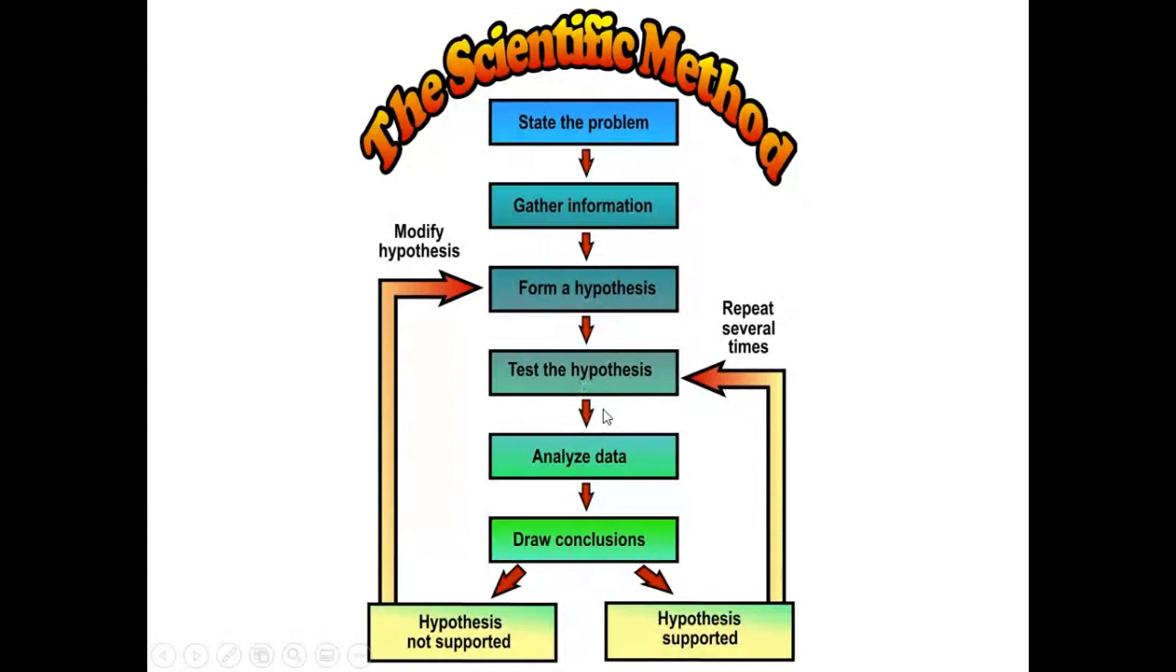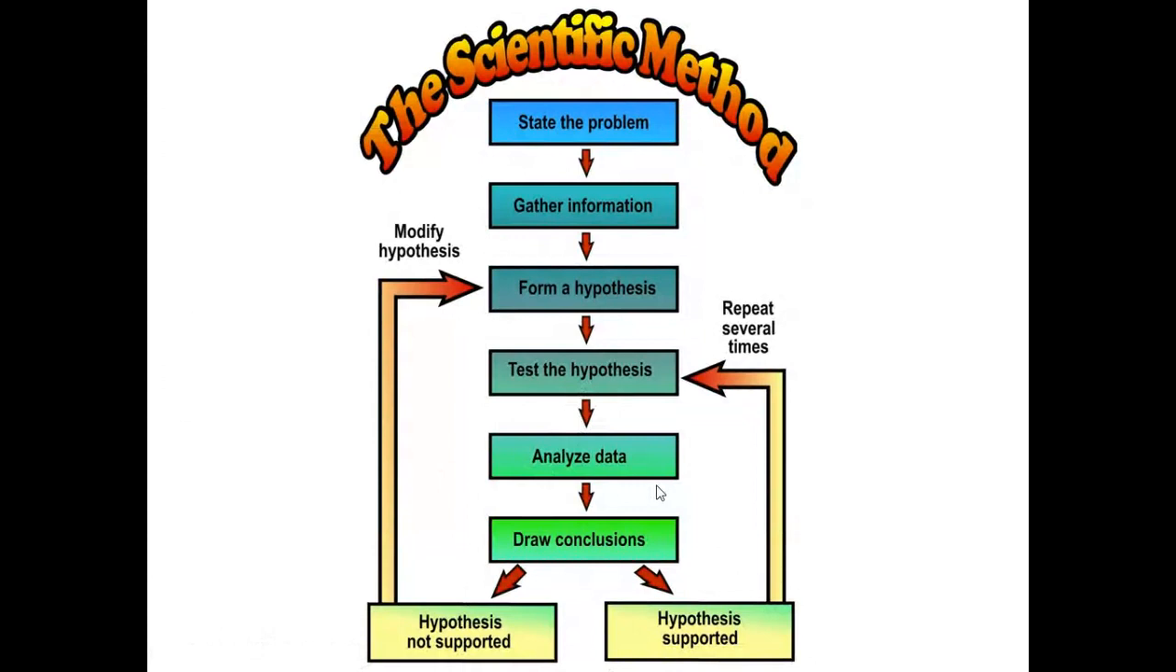Okay, as a result of that test, you're going to have a lot of data. So the next step is you're going to analyze that data. And then after that, you're going to draw conclusions based on what your data says. So down here at the bottom, at the end of this whole method, you're going to come to one of these two conclusions. Was the hypothesis supported or was it not supported? And it doesn't matter either way. One is not better than the other.